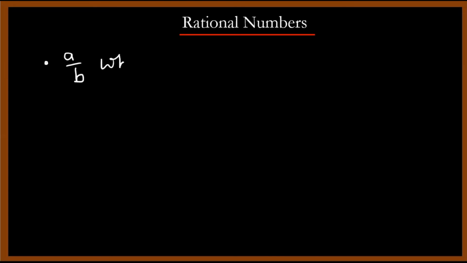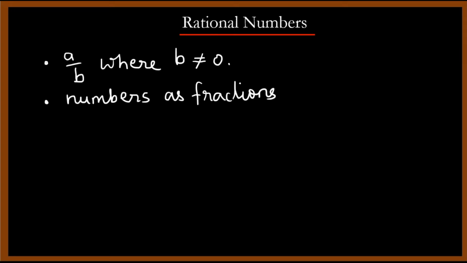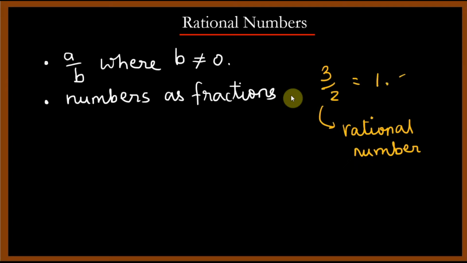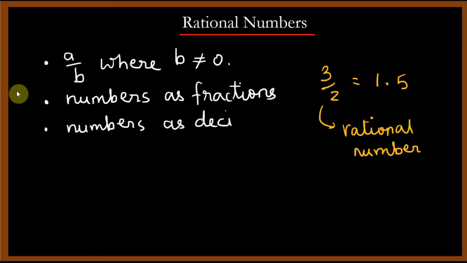There are real numbers which you can write in the form a divided by b, where b is not equal to 0. It means you can write the number as a fraction. For example, 3 by 2 is a rational number. You can write a rational number as a decimal. So 3 by 2 can be 1.5.